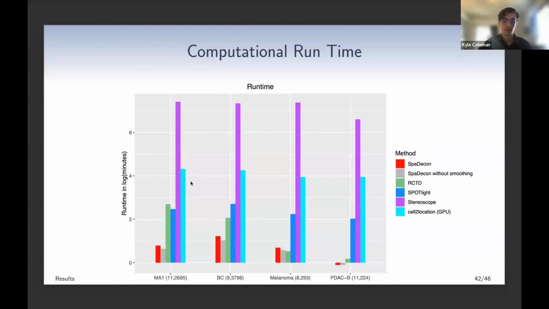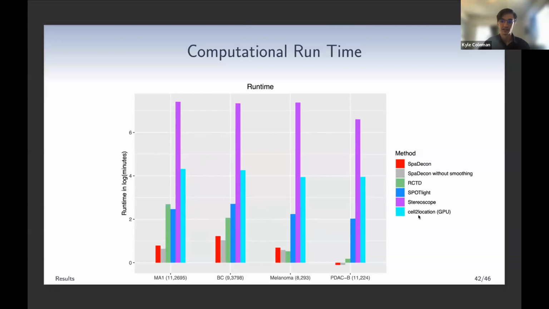Also, for Spotlight, the runtime is pretty consistent. You can see there's a slight decrease in runtime when looking at a fewer number of spots. For stereoscope, however, the runtime is extremely long, regardless of the number of spots in the data set. And this was using the CPU, but even with the CPU, it still took about a day to finish running for each of the data sets.